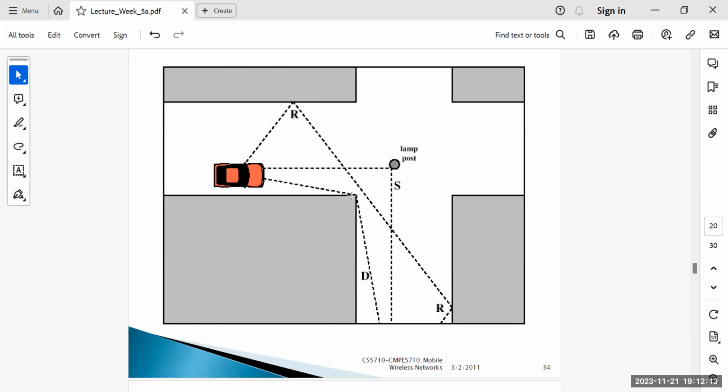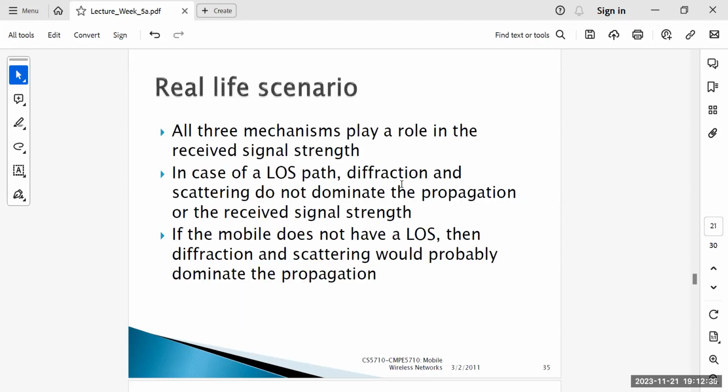It can be an edge of a big surface or even from a small surface, but again, the condition of diffraction should be fulfilled. And as far as the smaller objects are concerned, for example, a lamppost, a traffic signal, or you can say some kind of advertisement signboard, it can cause scattering. In a real life scenario, all three mechanisms play a role in the received signal strength.